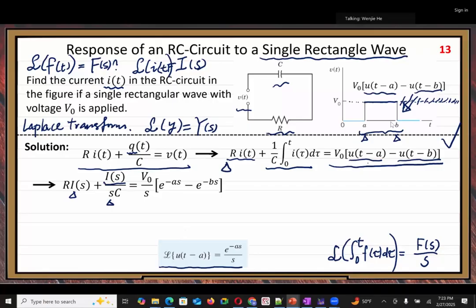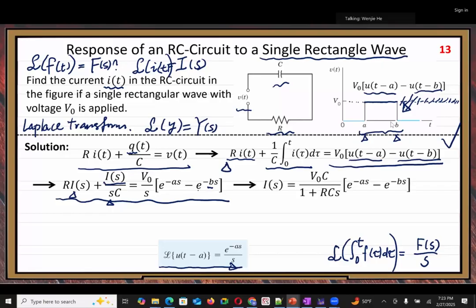Then for the remaining two terms, the first term uses the first function, and the second term uses the second function, just changed to b. So you get an algebraic equation. You can solve it for the I function, I of s. So you can write I of s equals this algebraic expression.